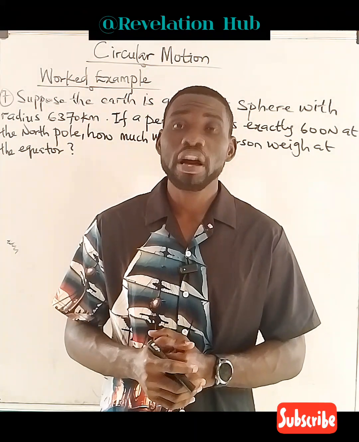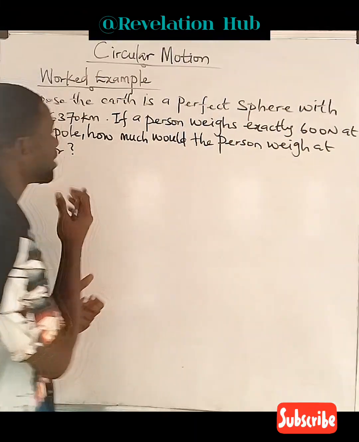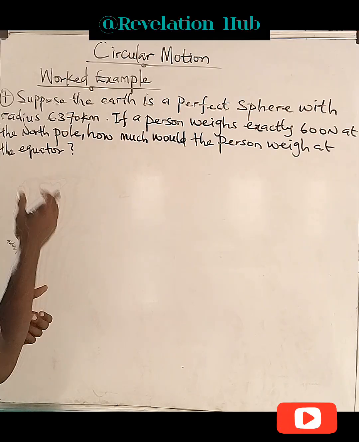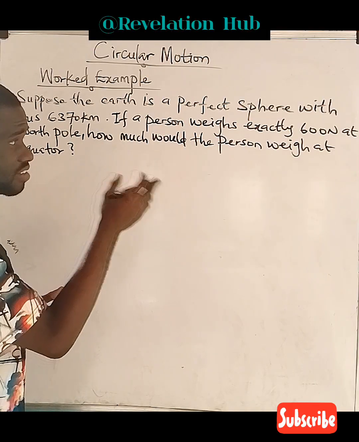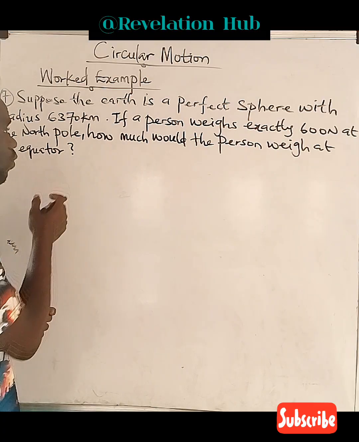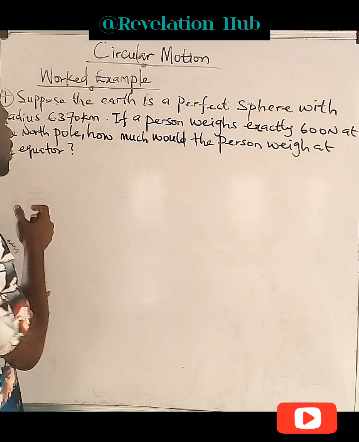Welcome back, guys. Let's see what we have right here on the board. Now, suppose the Earth is a perfect sphere with radius 6,370 kilometers. The person weighs exactly 600 Newton at the North Pole. How much would the person weigh at the equator?